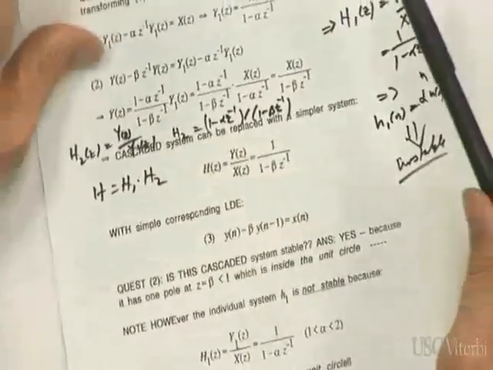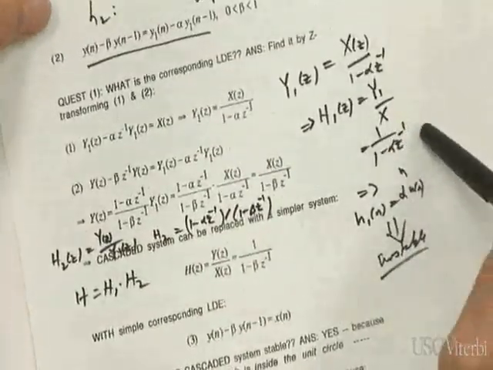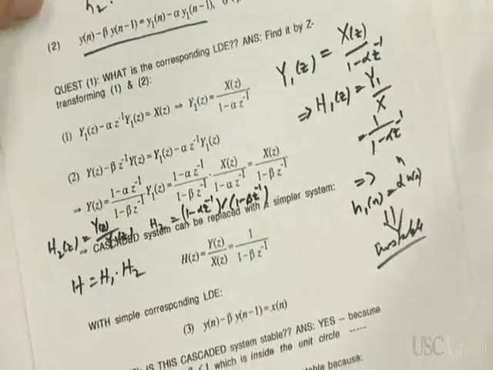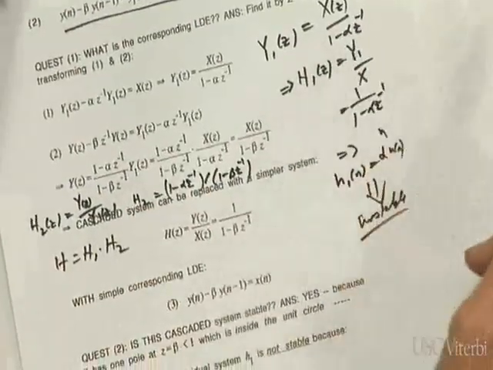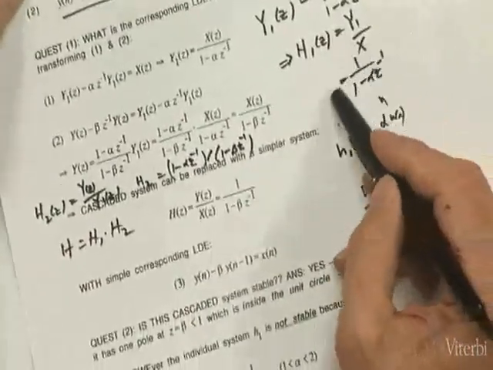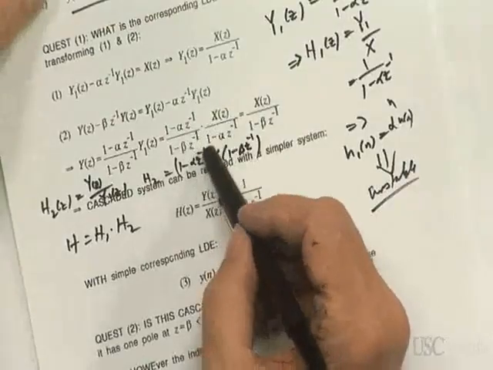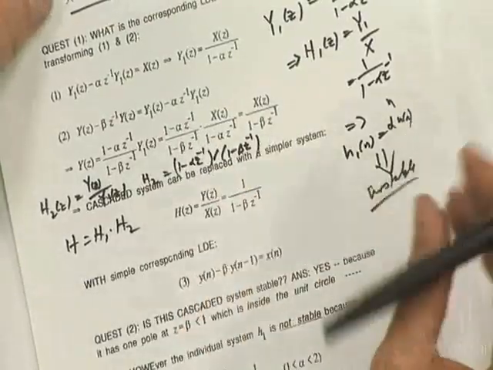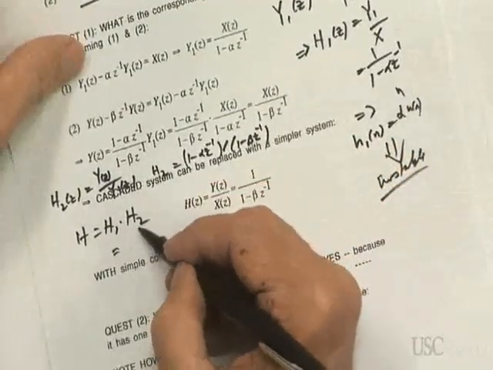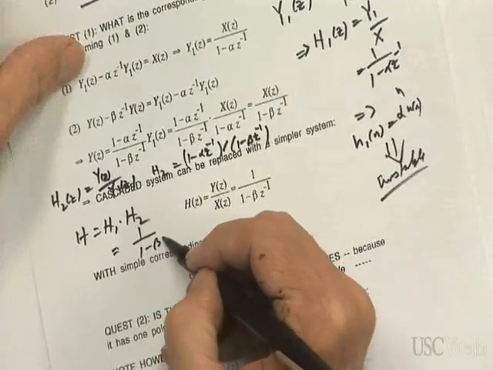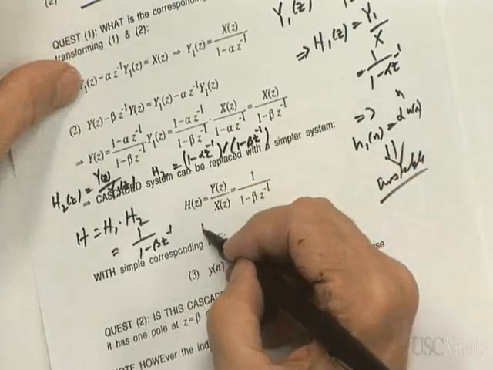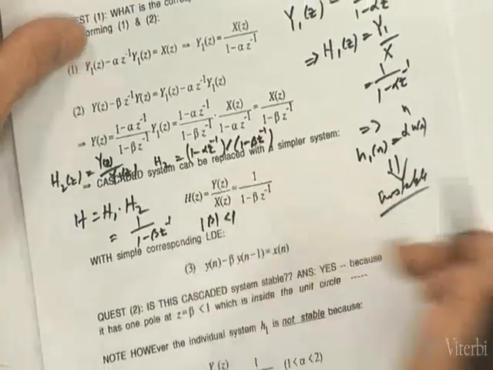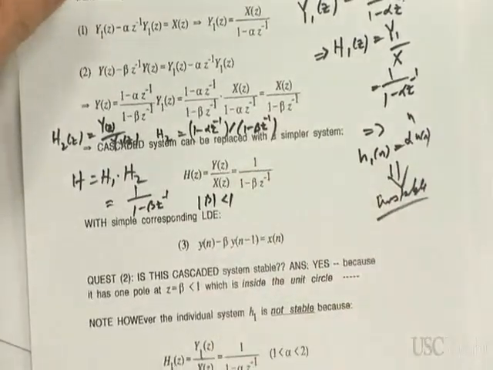Check out what happened. Yes, it is true that h1 has a pole, and the pole is greater than 1, so it's not inside the unit circle. So h1 in and of itself would be unstable. But the overall system, guess what happened? That pole in h1 was canceled by a zero in h2, so the overall system looks like 1 over 1 minus beta z inverse. Is that stable? You bet, because beta is less than 1. So it serves two points.